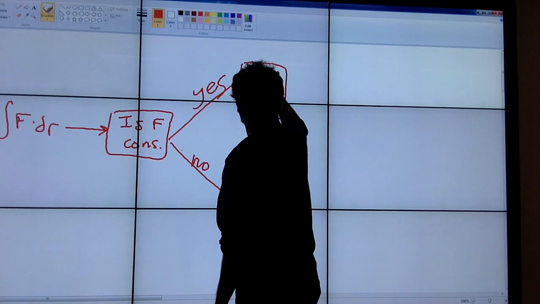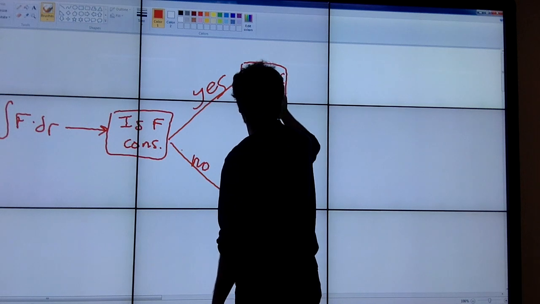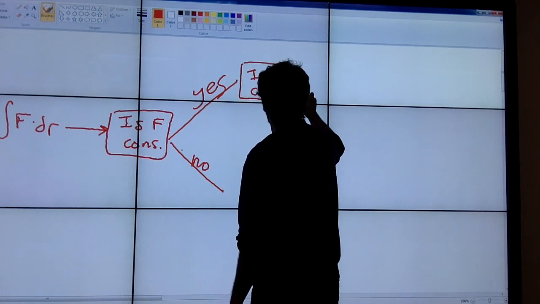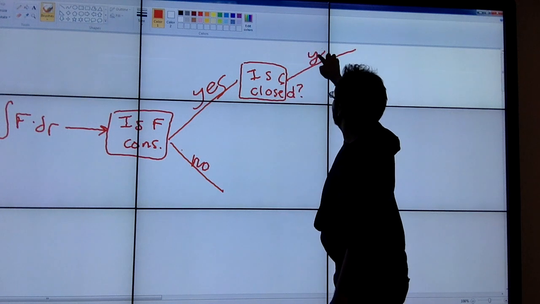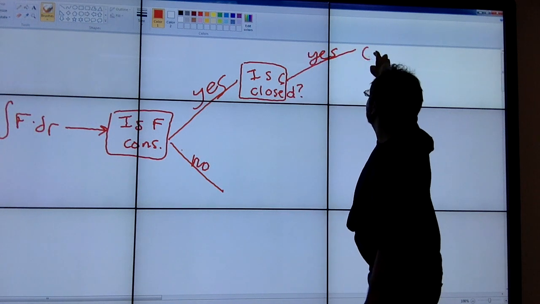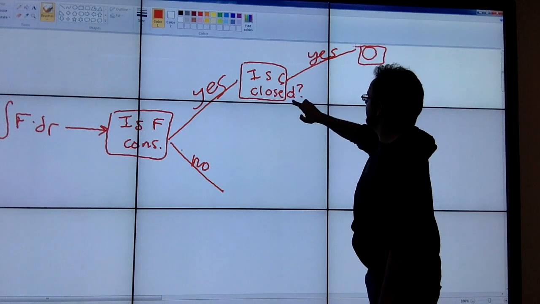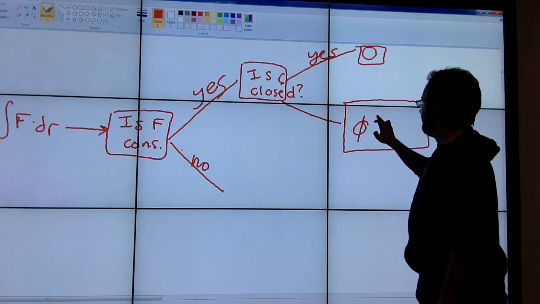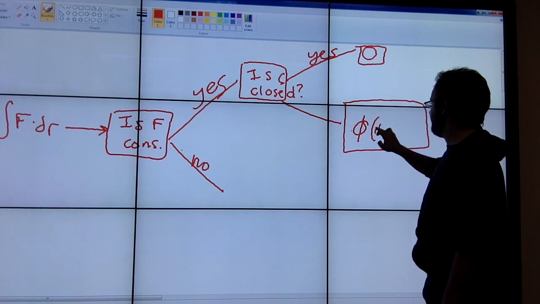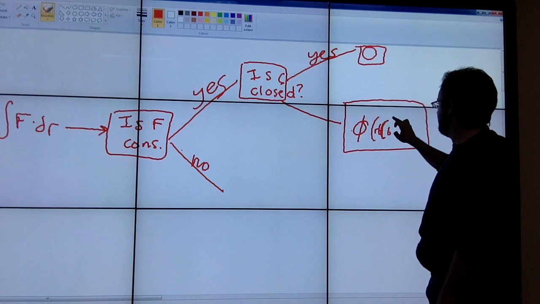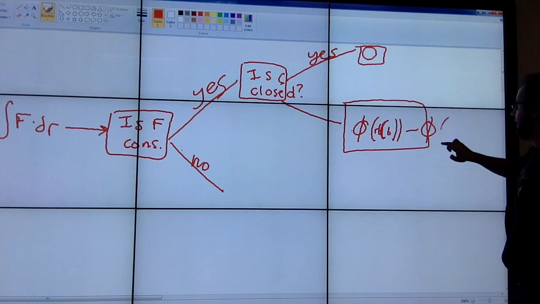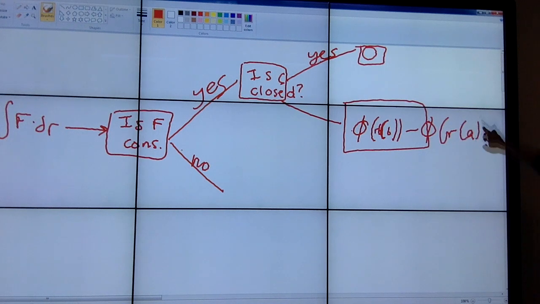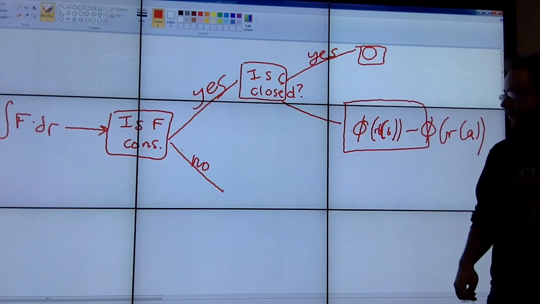The next question you ask yourself is, is C closed? If the answer is yes, then f dot dr is 0. 0 is your answer. If it's not closed, then you just use the fundamental theorem of line integrals. You do phi of terminal, phi of r of b, minus phi of r of a. Terminal minus initial, phi of terminal minus phi of initial.